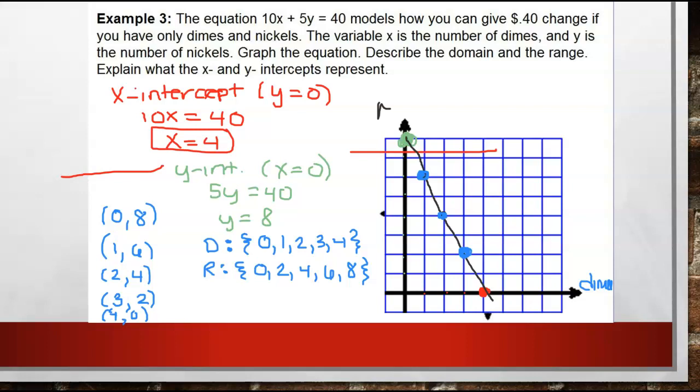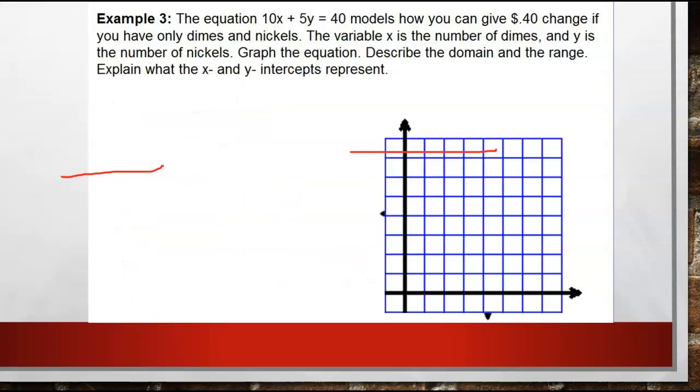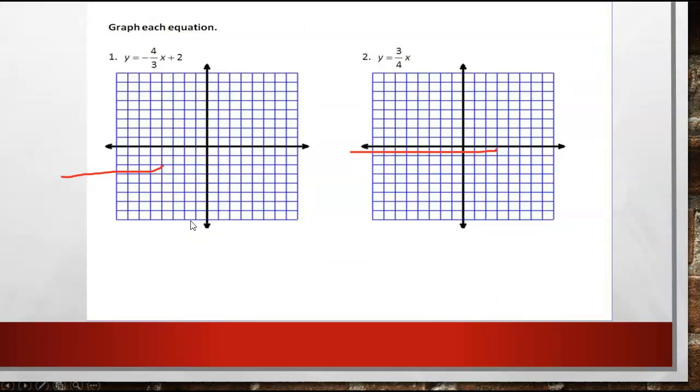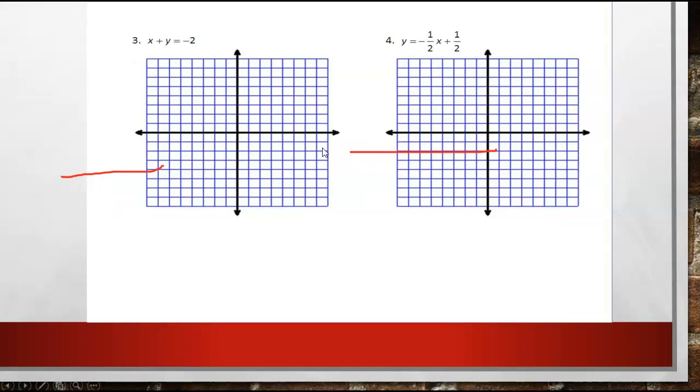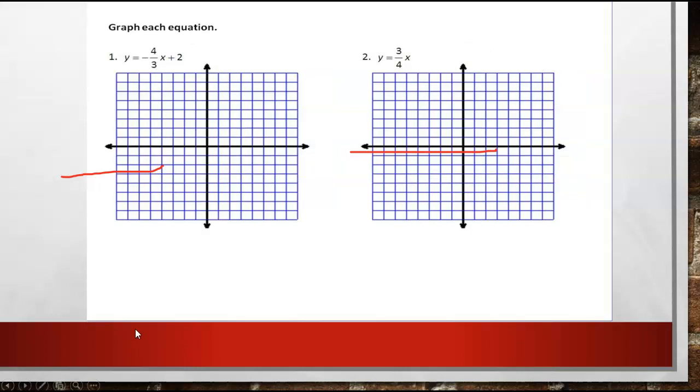So again, describe domain and range, done. Find our x and y intercepts, done. Create our model, done. Okay, so the last thing we're going to look at is graphing functions using our key points.